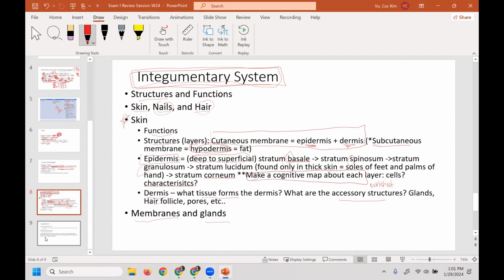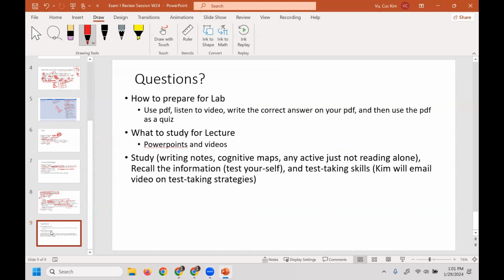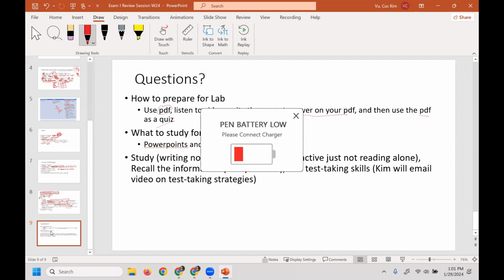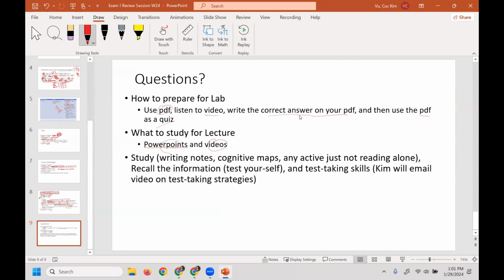And then we're going to end with this, how to prepare for lab: use the PDF, listen to the video, write the correct answer in your PDF, then use the PDF as a quiz. What to study for lecture: the PowerPoints and the videos really are the main ones. So in terms of studying, rewrite your notes, do the cognitive maps, anything that's active and not just reading alone.